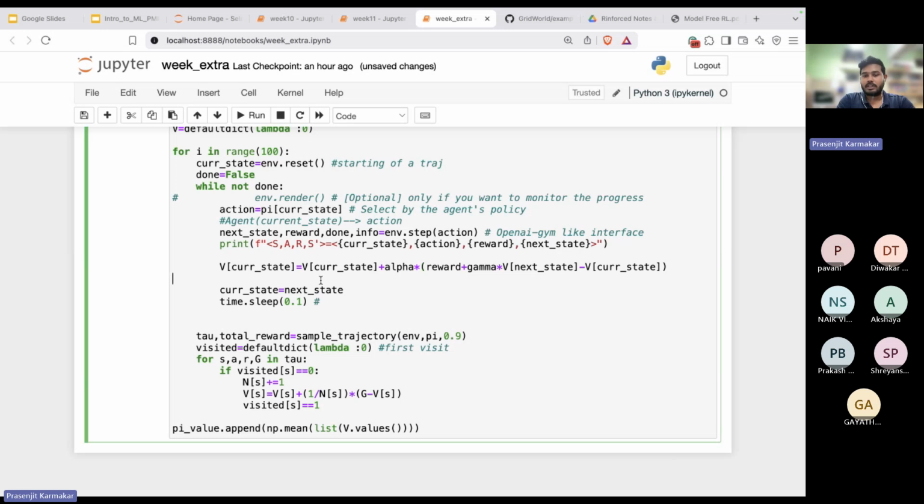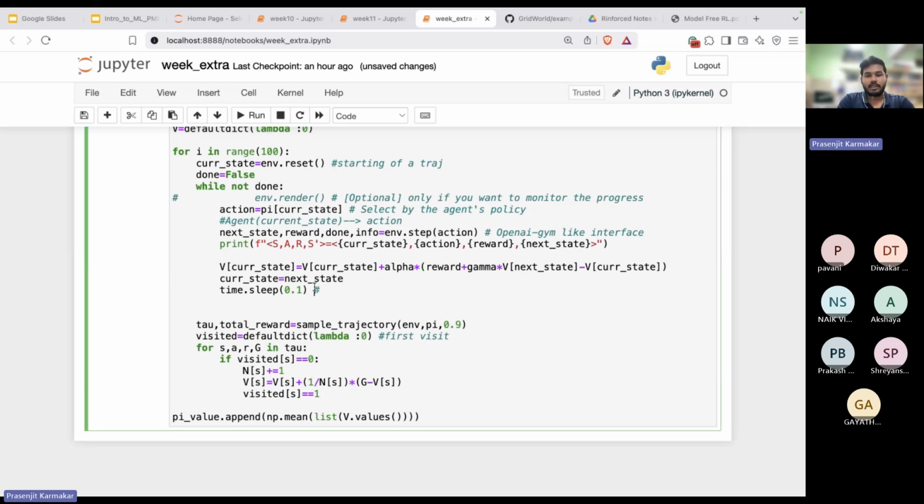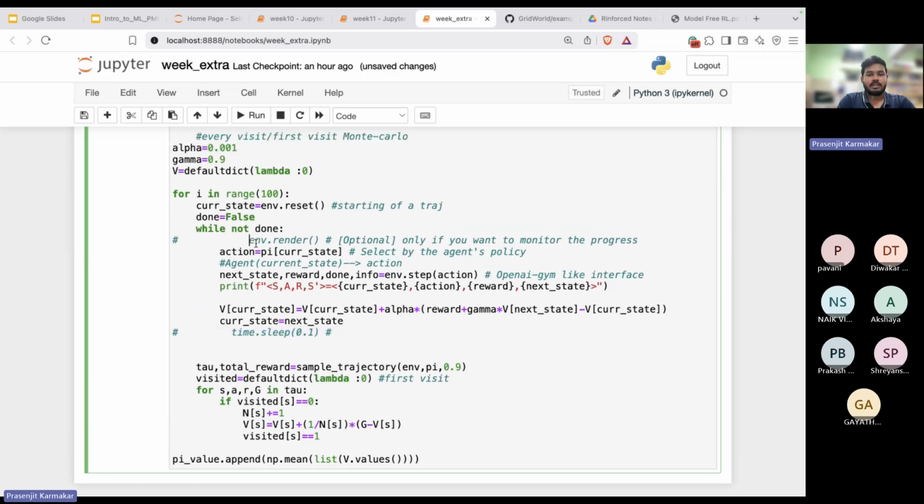Now you transition to the next state. Don't do sleep, I don't need this, since I'm not rendering it. Now it prints the transition update. Let's just not print the transition.